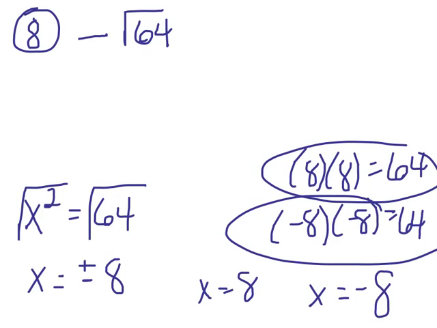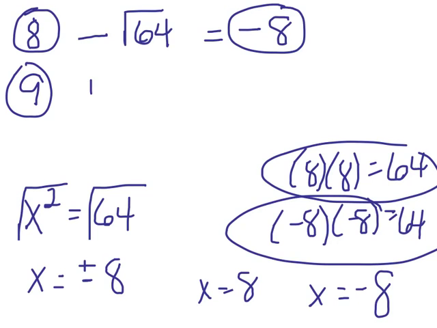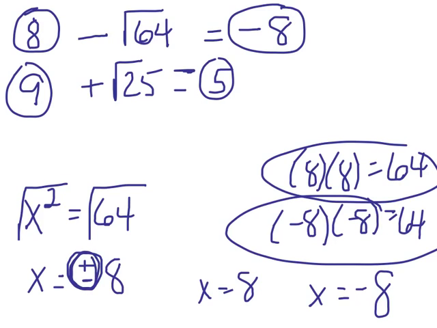So like on number 8, when they put the negative out front, they're telling you they want negative 8. Okay? And on number 9, when they've got plus square root of 25, they're telling you they want positive 5. If they don't put anything at all, we really should always write plus and minus like we did down here. If they put a plus sign, they're telling us just do the positive one.